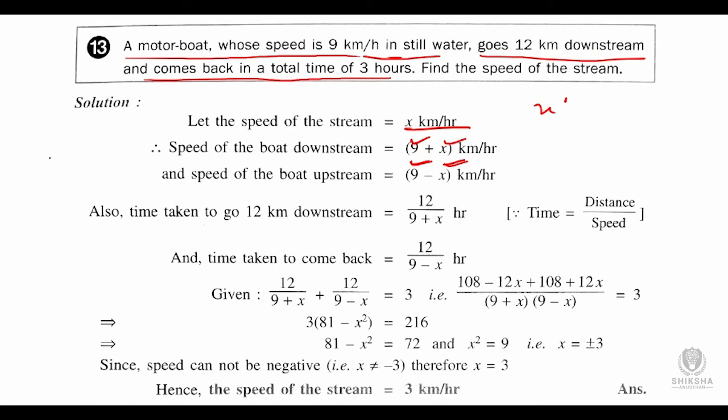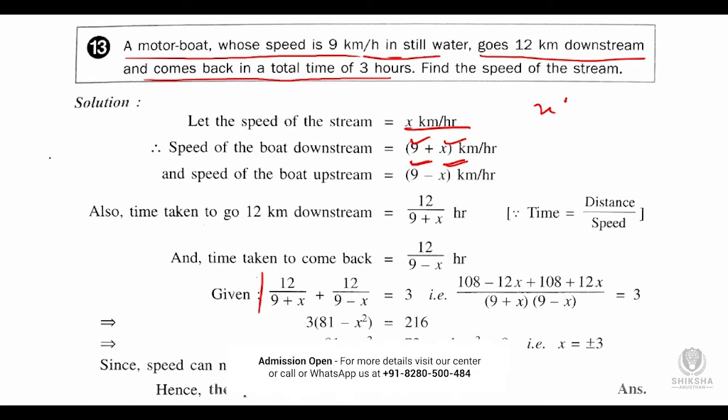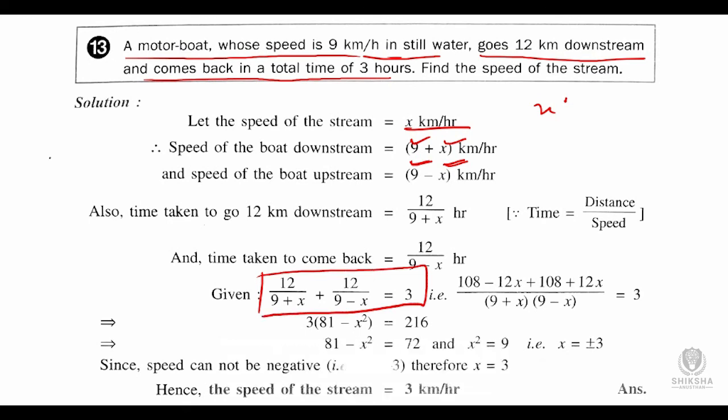Now we need to add these and we get 12 by 9 minus x plus 12 by 9 plus x gives rise to 3. On solving, we get x is plus or minus 3. As the speed cannot be negative, x is plus 3. As x is plus 3, the speed of the stream is 3 km per hour.